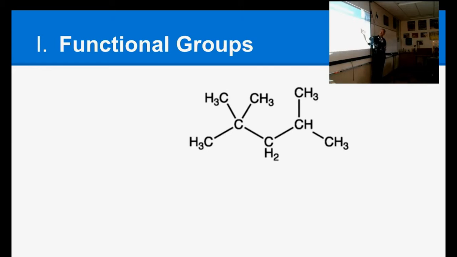So I have 2 things on carbon 2, 1 thing on carbon 4, or I have 1 thing on carbon 2 and 2 things on carbon 4. 2, 2 is a smaller number than 2, 4. So I'm going to start counting over here. And I have 2 methyl groups. So I say dimethyl. There's 2 methyl groups, dimethyl.